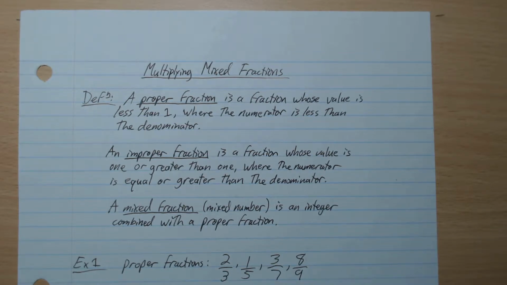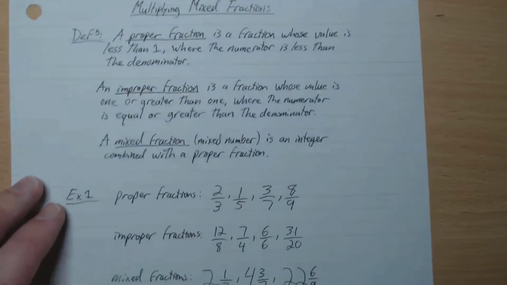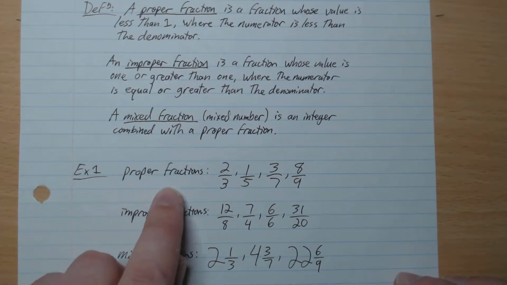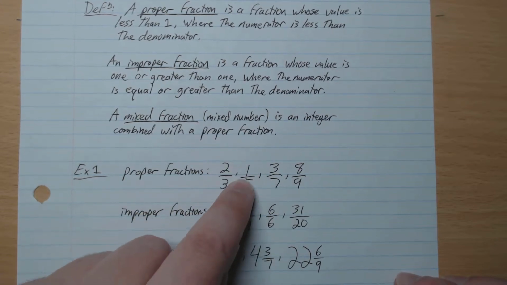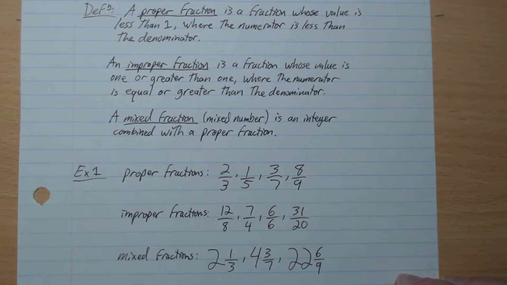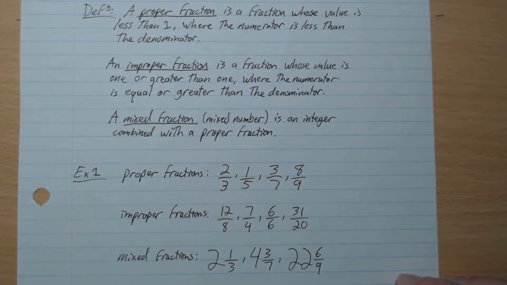A proper fraction is a fraction whose value is less than 1, where the numerator is less than the denominator. So we look here, example of proper fractions. We have 2/3, 1/5, 3/7, 8/9, all less than 1 as a value.